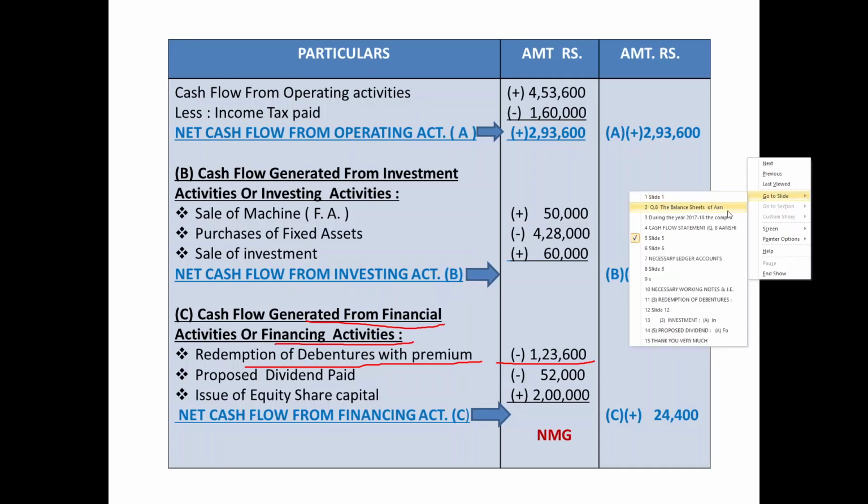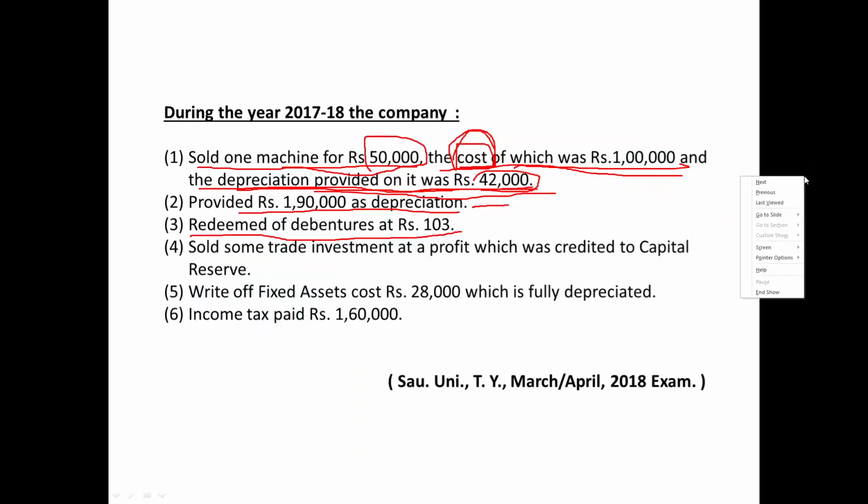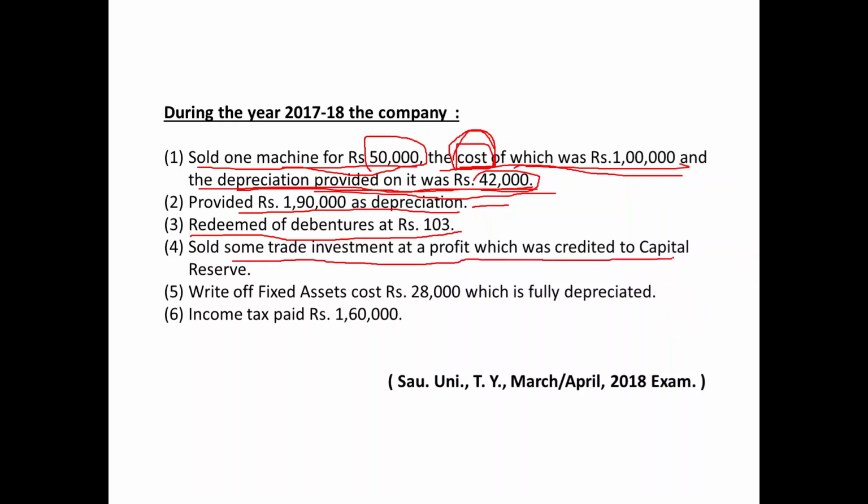Let us go for additional information point number 4. It is related with investment. Sold some trade investment at a profit, which was credited to capital reserve. In this point, neither the selling price nor the profit amount has been given. Sold some trade investment at a profit, which was credited to capital reserve account.